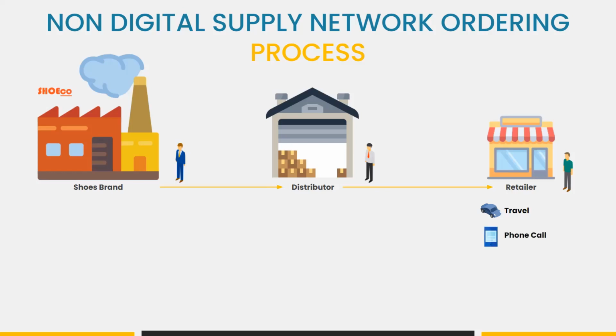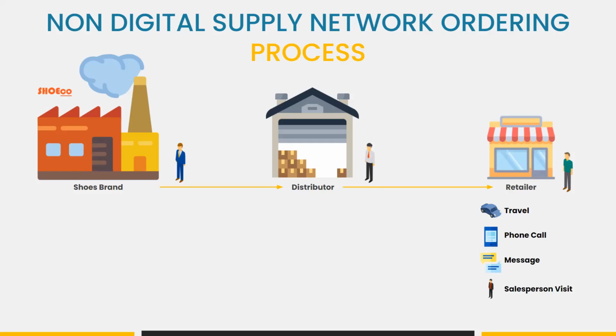Second is phone call, wherein the person calls up the distributor and places the order, saying I need these many products, or they write it on a piece of paper and share it using a message. The third one is a salesperson visit. That is also a very common practice, wherein the salesperson of the distributor visits the retailers, understands their requirements, and books the order.